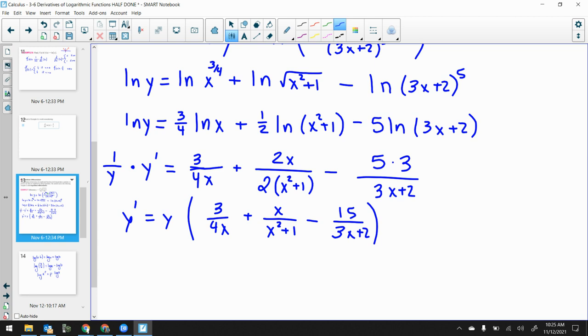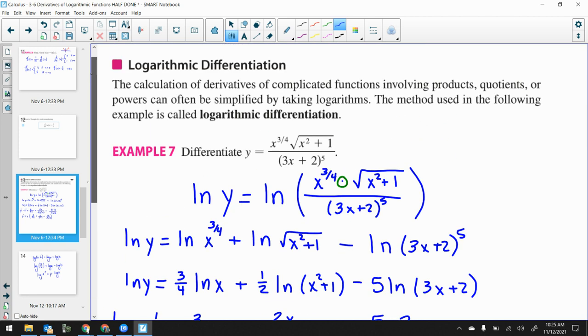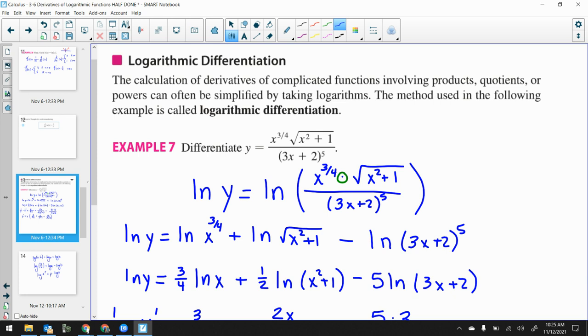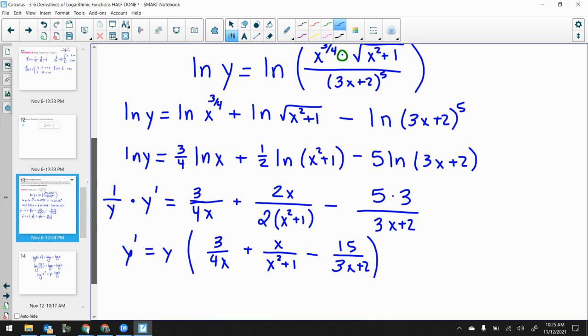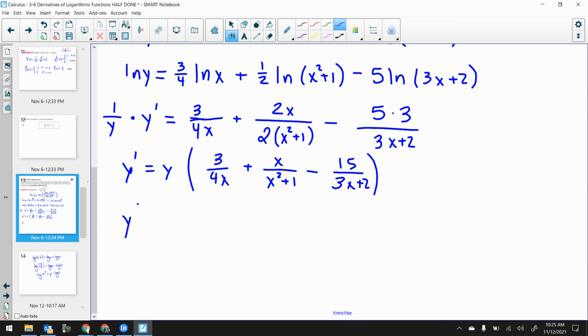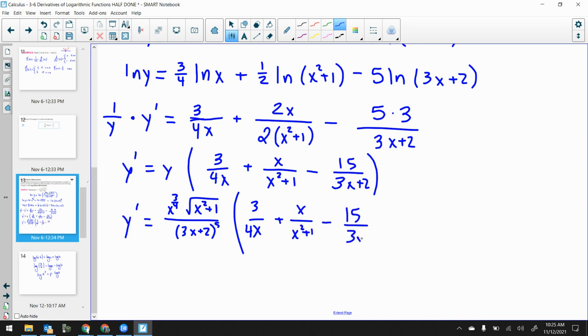What is y? This big bad thing, right? So let's put that back in, because then on the far right side, we will just have x to the 3/4 times the square root of x squared plus 1, all divided by 3x plus 2 to the 5th, all multiplied by 3 over 4x plus x over x squared plus 1 minus 15 over 3x plus 2. And that's where I'm going to leave it.